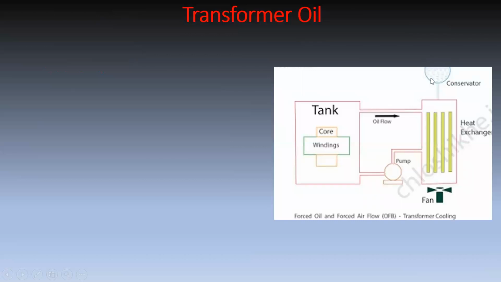And this conservator tank is also called an expansion tank. A fan is used for forced cooling also; it is used externally to cool the oil. Once the transformer is connected to the load, it gets heated up, and as the current increases, it gets heated up. So the oil gets heated.